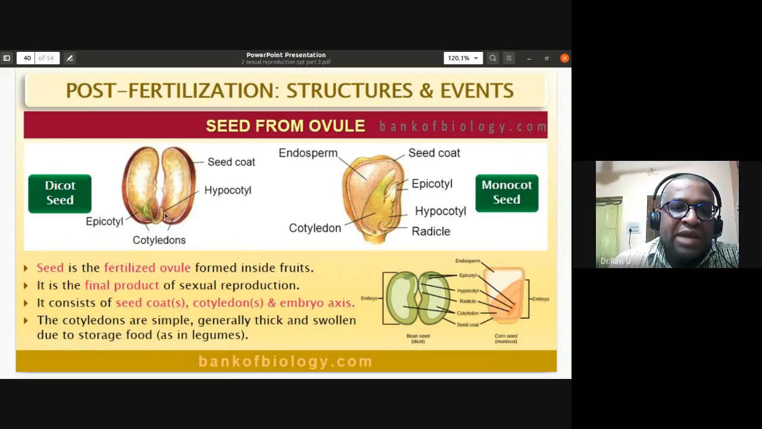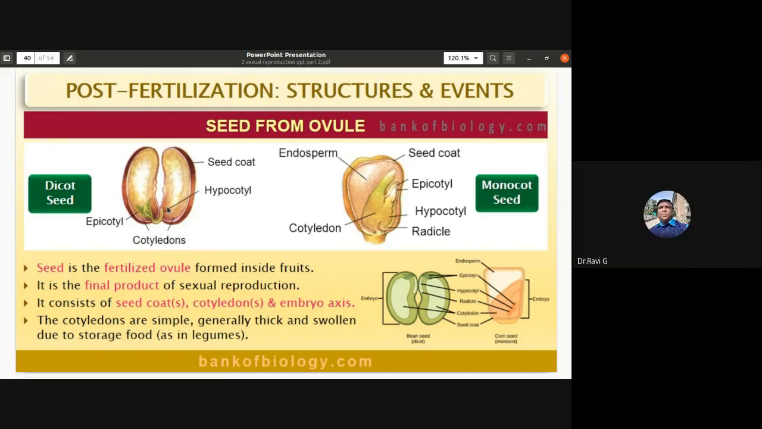the dicot seed will be having two cotyledons, and you can find this epicotyl, which is going to form the plumule, and the leaves are going to form from that. The hypocotyl, the embryonal axis, is further going to develop to form the radicle, the root system. So there is a seed coat. This is a typical structure of a dicotyledonous seed.